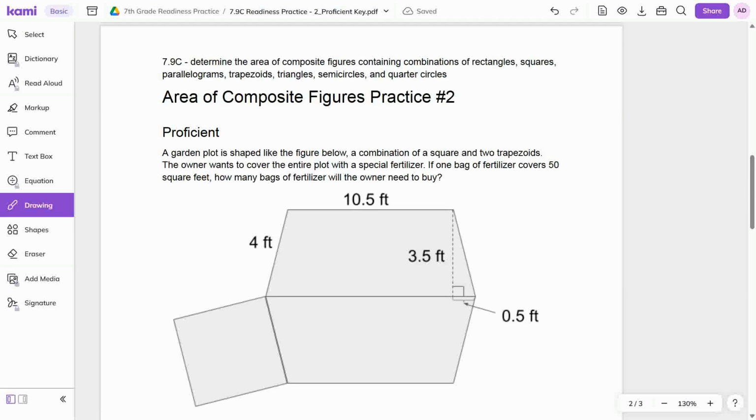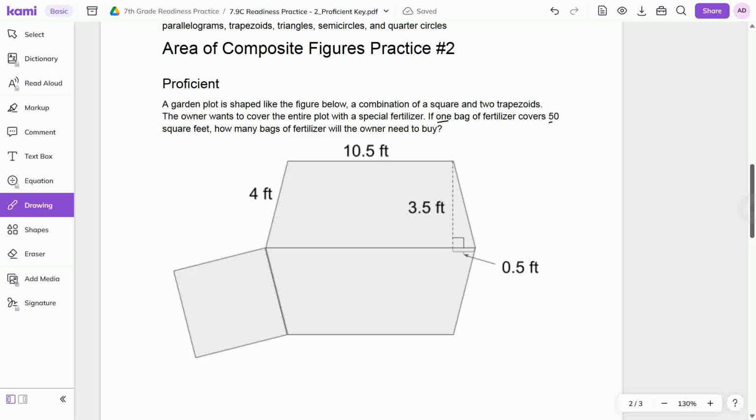For number 2, we have a composite figure here. It looks like we've got 2 trapezoids and a square, and we need to figure out first the area of this strange garden plot. And then we've got another question: we have a bag of fertilizer that covers 50 square feet. How many bags are needed? All right, so we have to do a little bit of extra work after that.